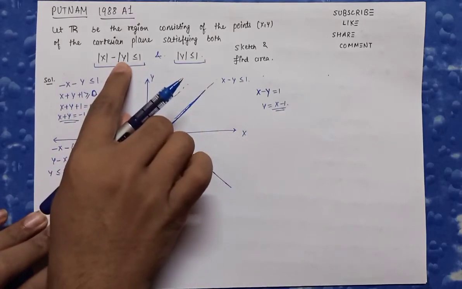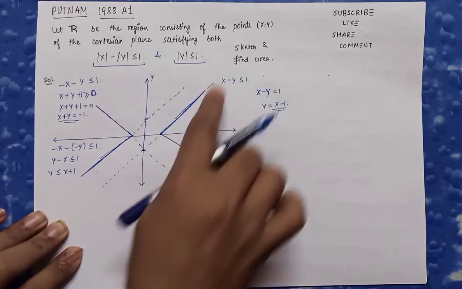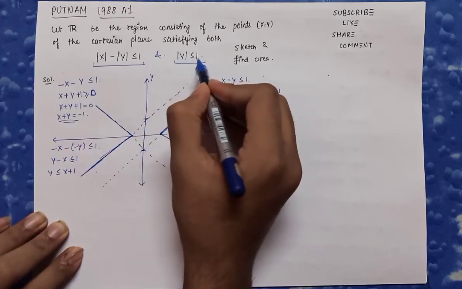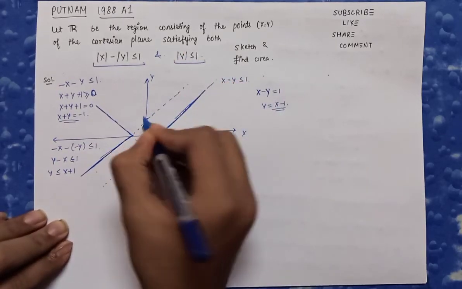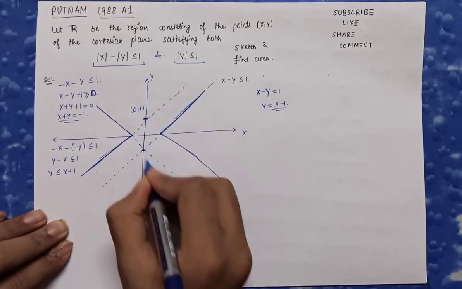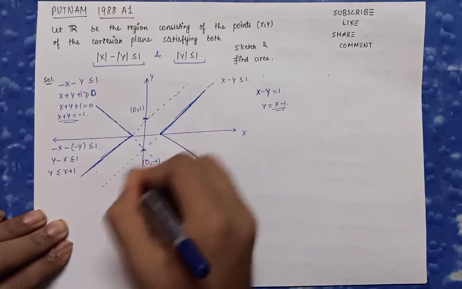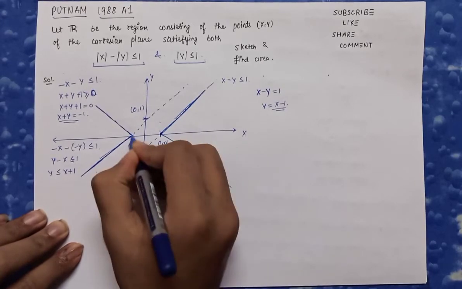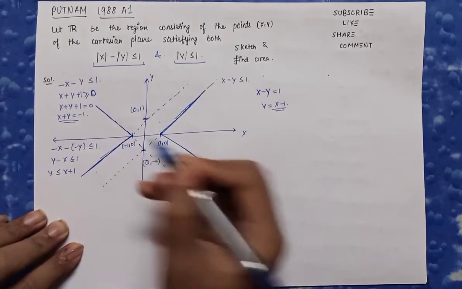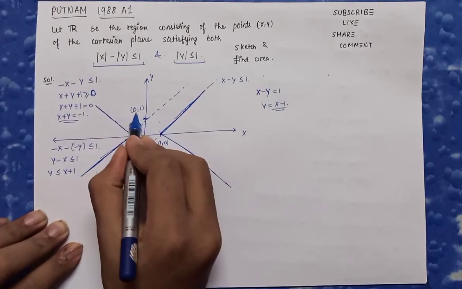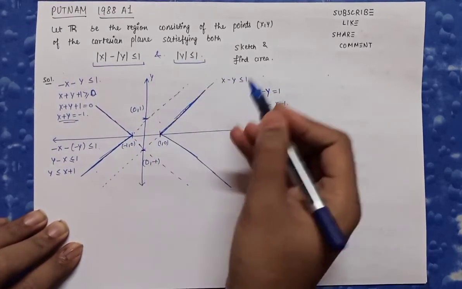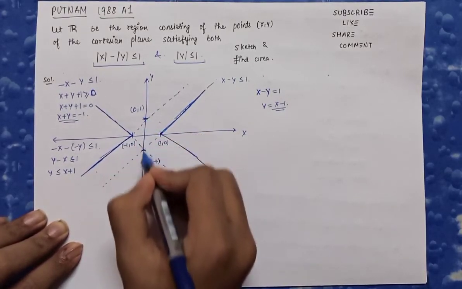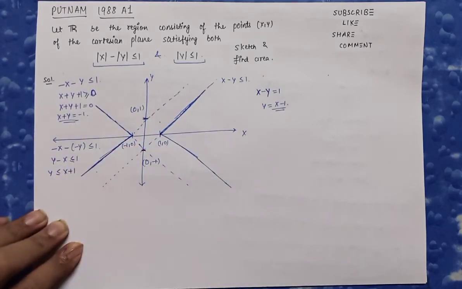So we have drawn the graph of mod of x minus mod of y less than or equal to 1. This is the graph, the blue solid line. Now let's draw the graph of mod of y less than or equal to 1. I had marked this as 0 comma 1, this as 0 comma minus 1, this as 1 comma 0, and this as minus 1 comma 0. Here the y coordinate is 1 and here minus 1, so mod of y will be 1, and I am drawing those two lines.